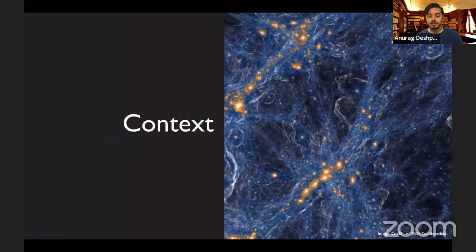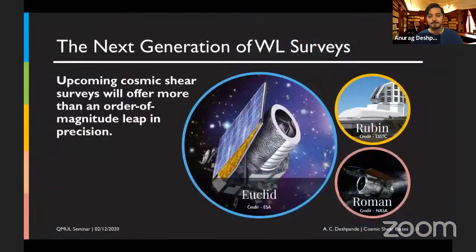So let me start with a bit of context. Why are we looking at this now? We're standing on the precipice of the next generation of weak lensing cosmic shear surveys. We've got Euclid coming up soon, which a lot of people here are involved in, I think. But we also have the Rubin Observatory and then the Nancy Roman Telescope, which will also come up soon.